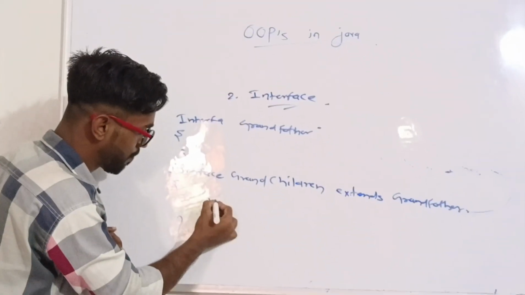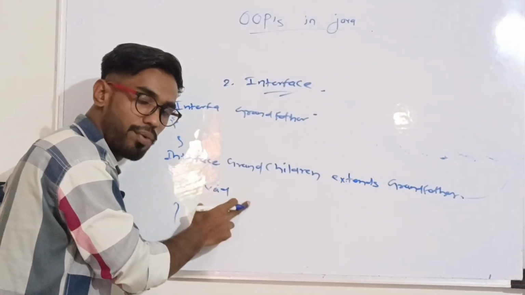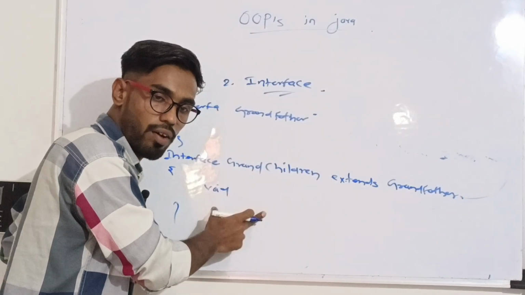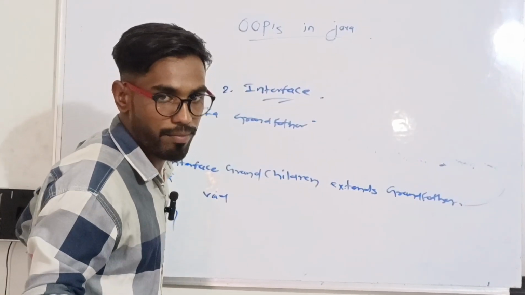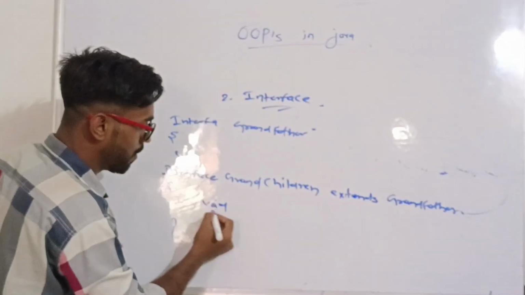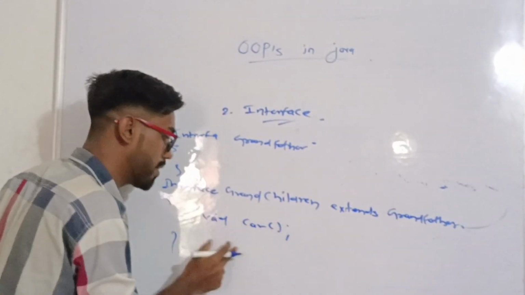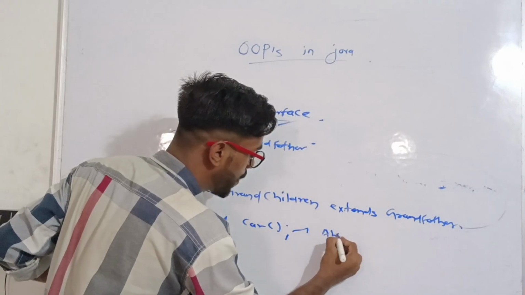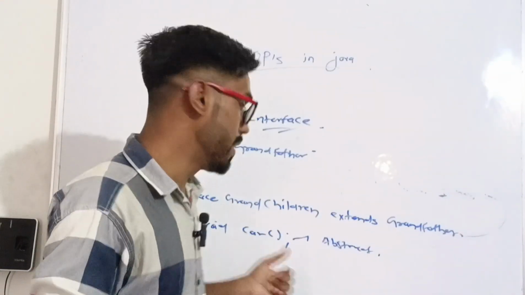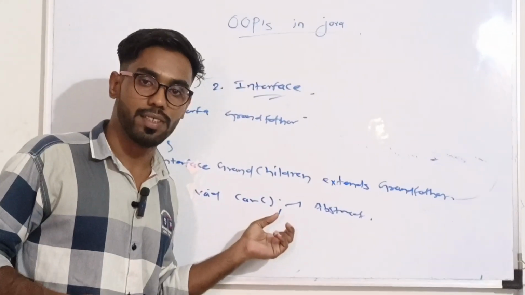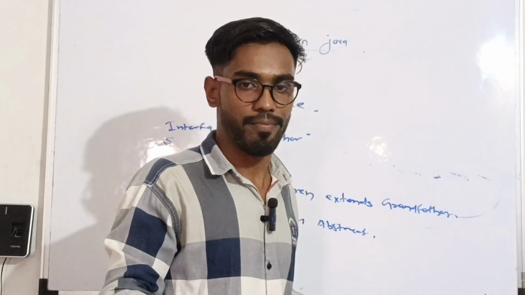Assume there are methods. Everything in an interface, any method we write, is by default an abstract method. So here, for example, the car method is by default abstract, and whatever variable or data member we write in that particular interface is by default public, static, and final.